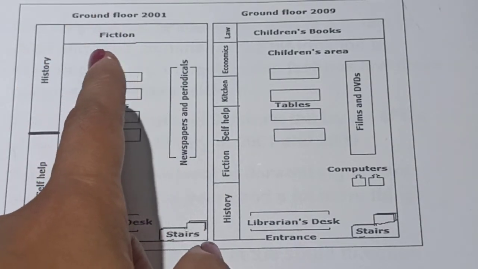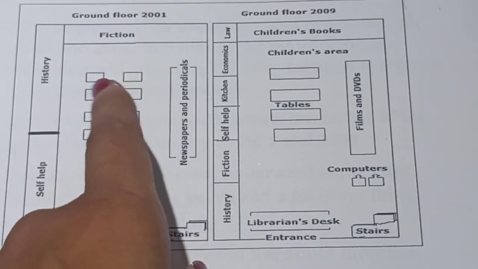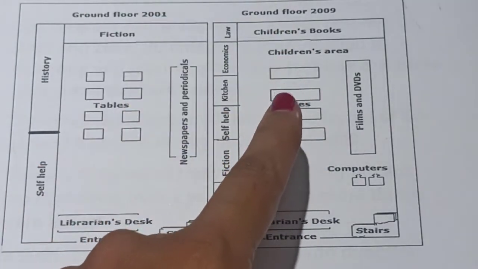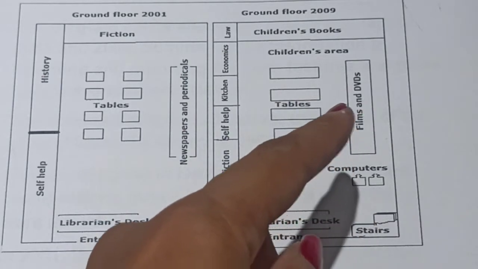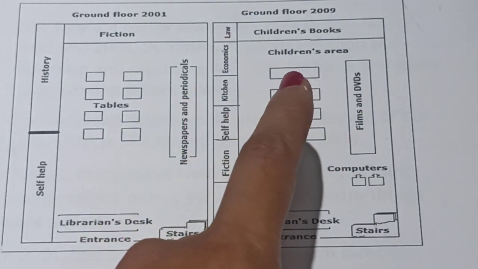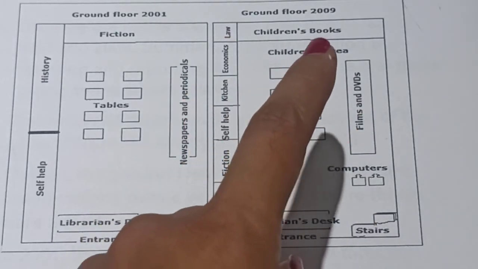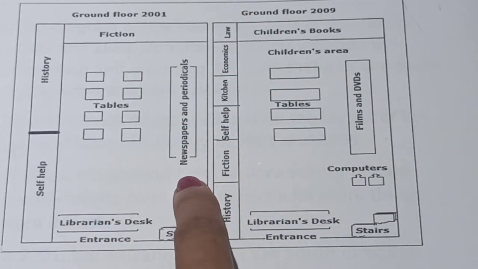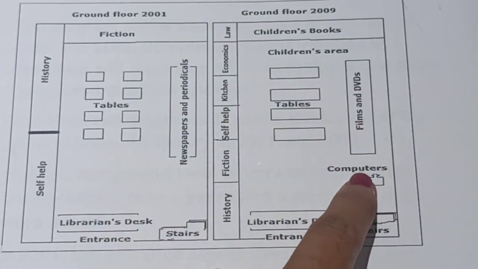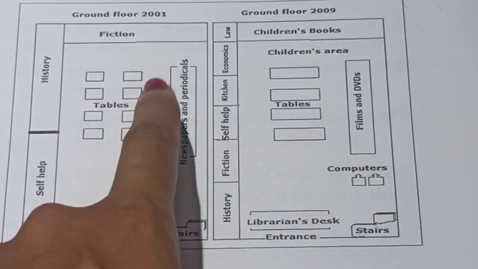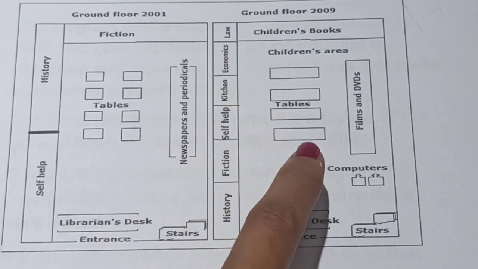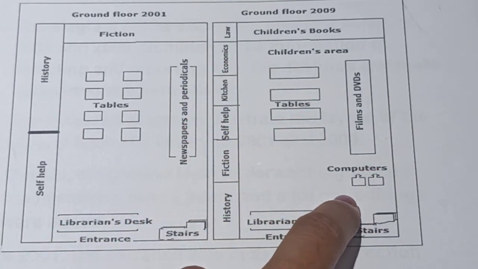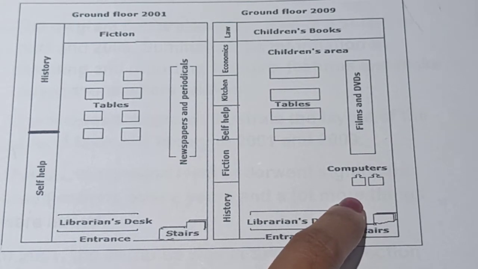Fiction here on the northern side has been changed to children's books, and in front of that a children's area has also been constructed. Newspapers and periodicals have been changed into films and DVDs. The tables, which used to be 8 and separated, are joined and now are 4 in number. And some space is also made for computers in the year 2009.